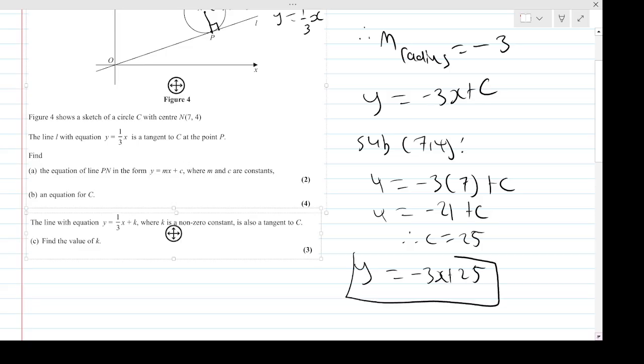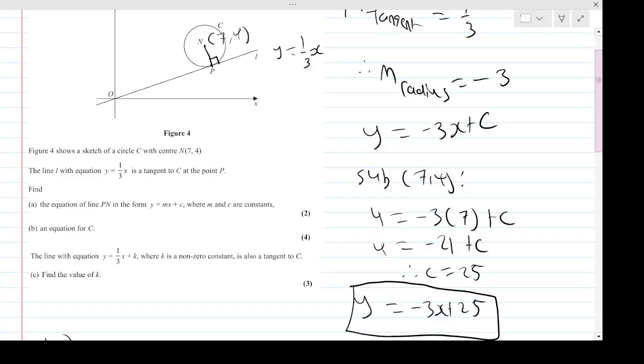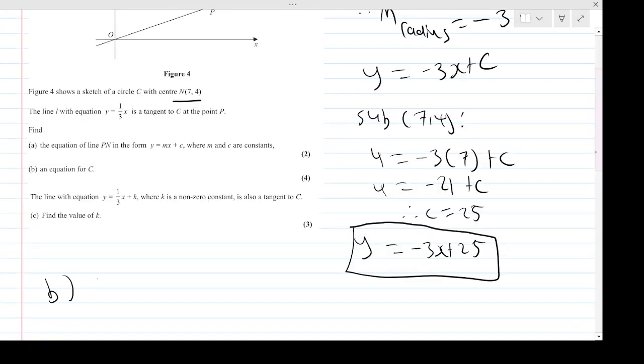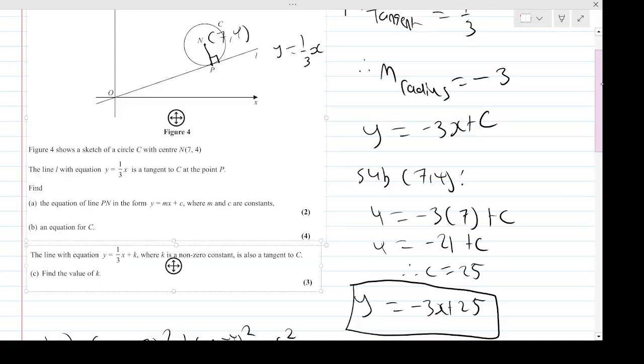Cool. Then part B there says find an equation for C. Okay, so for the circle. Well actually we've already been given the centre, so we can start to complete our equation already. So if the centre at x is 7, then it's going to be x minus 7 in the equation, and then for y is 4, then it's going to be minus 4, and then it's going to equal r squared. Okay, so then we just need to find the radius.